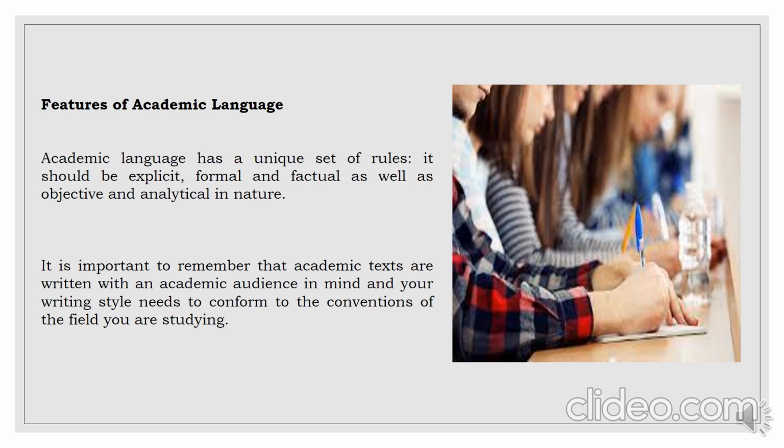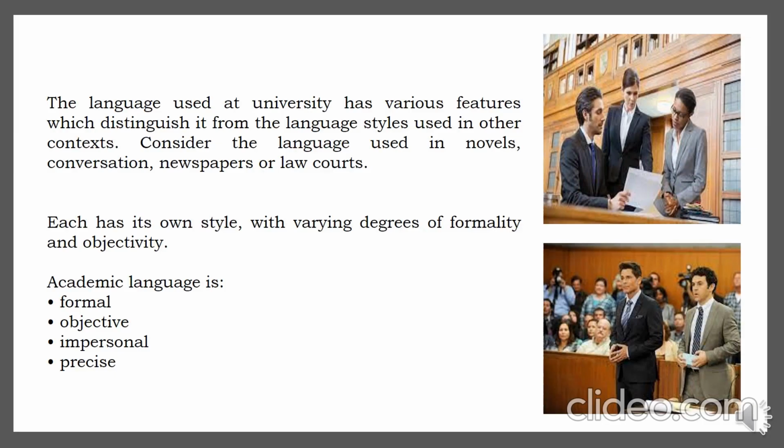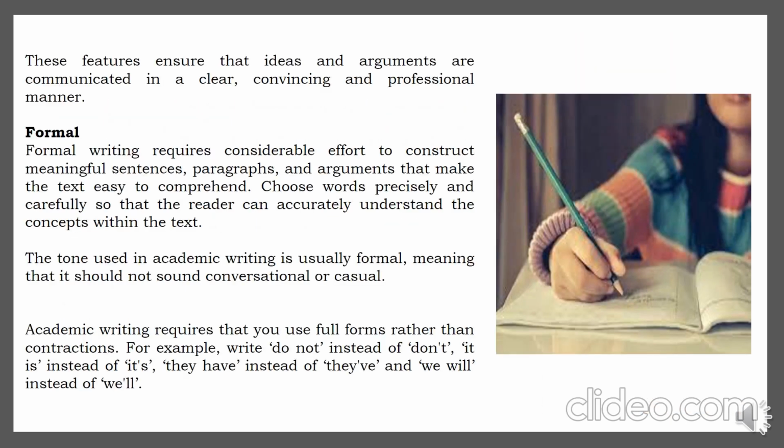So it is important to remember that academic texts are written with an academic audience in mind, and your writing style needs to conform to the conventions in the field you are studying. For example, the language used at university has various features which distinguish it from the language styles used in other contexts. Okay, so academic language should be formal, objective, impersonal, and precise. When we say formal, it requires considerable effort to construct meaningful sentences, paragraphs, and arguments that make the text easy to comprehend by your reader.